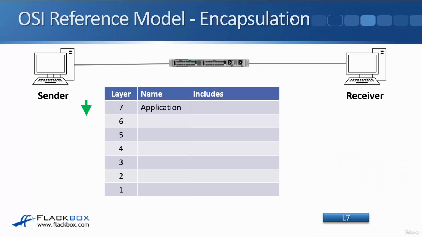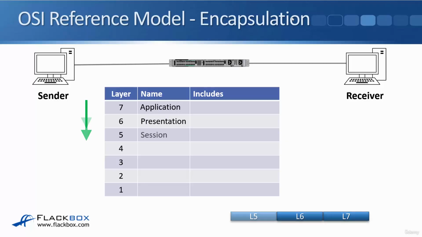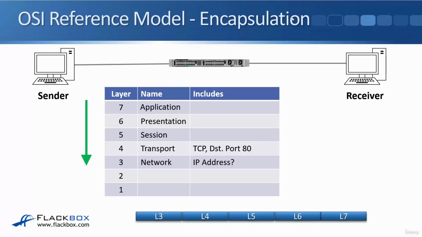It will compose the packet starting off with the information at the application layer. That will then be encapsulated in the presentation layer header, and then that will be encapsulated in the session layer header. Then we get down to the really important information for networking, so layer 4, the transport layer. This is web traffic, so it's going to be sent with TCP, and the destination port is going to be port 80.